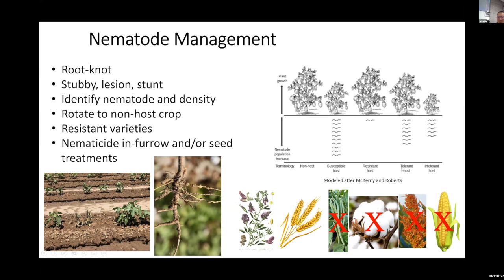For a tolerant host or variety, you will have some reproduction in the soil. And if it's a really severe nematode problem, you can apply nematicide in furrow, and also probably with the seed treatment.